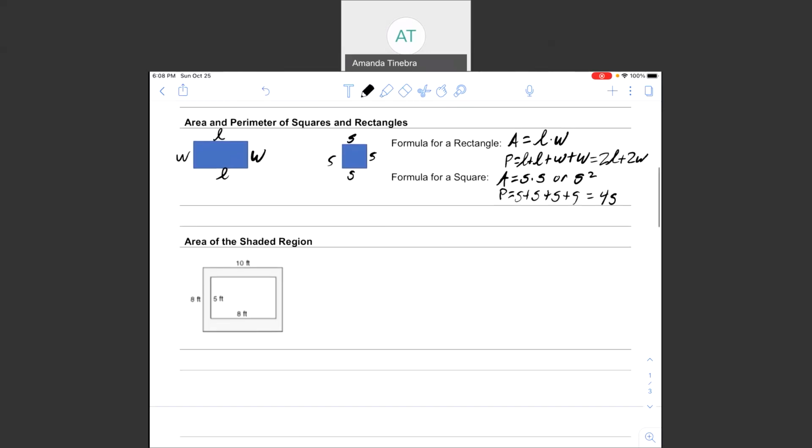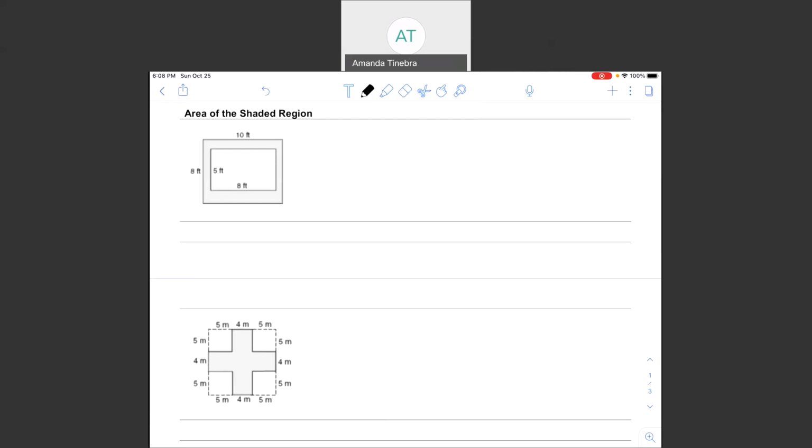We've done it all. What we really want to be able to do now is find area of difficult, complicated regions. So for example, for this problem, I want to find the area of the shaded region. Here I have an outside rectangle, and I have this inside rectangle. So what I really want to do is find the area of the bigger shape, and I'm going to subtract the area of the smaller white rectangle. Okay?